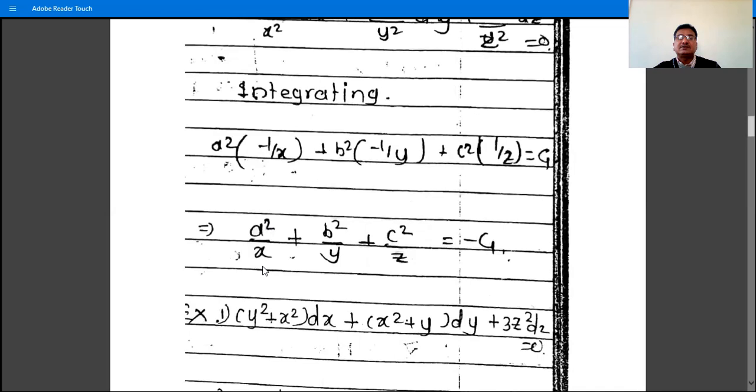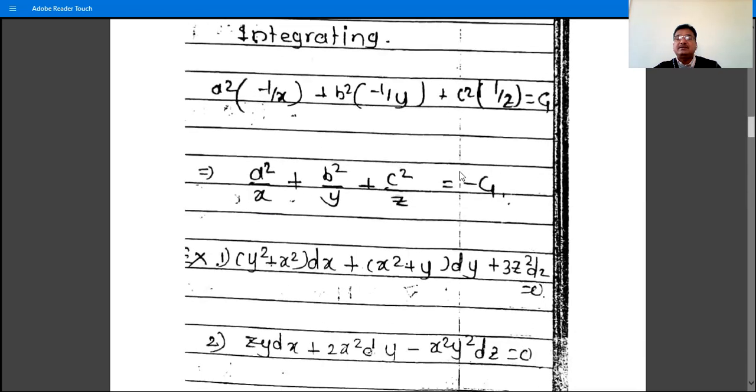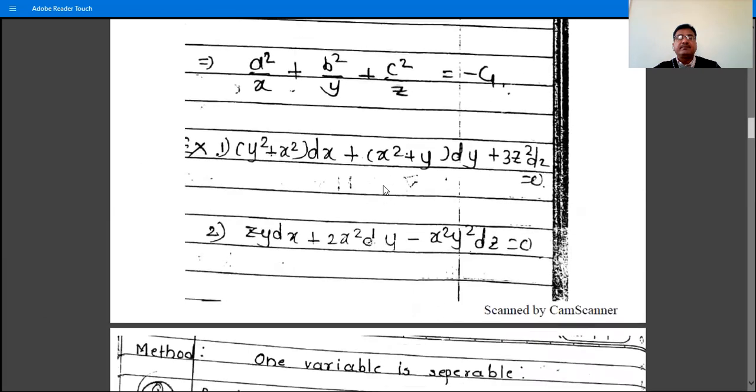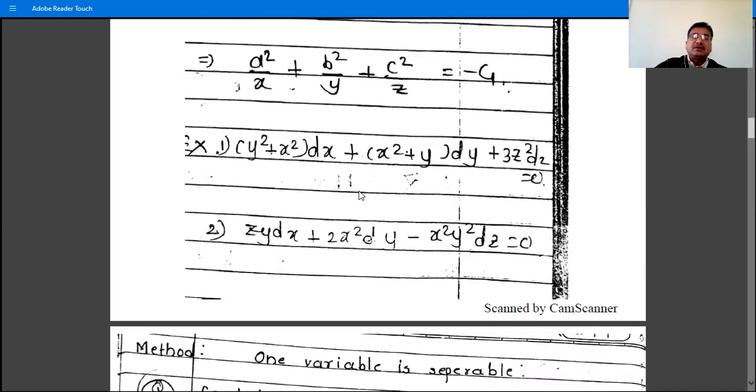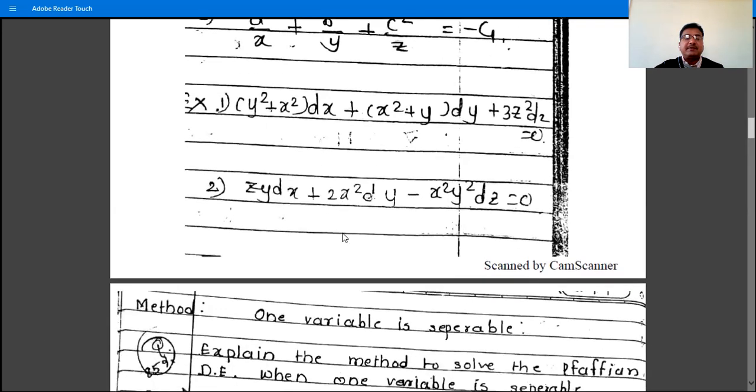a square by x plus b square by y plus c square by z is equal to minus c1. Write this minus c1 as another constant c1 dash, and this is the general solution of the given differential equation, also called the complete integral of the given differential equation. Similarly, solve these two problems. Again, these are in variable separable form.